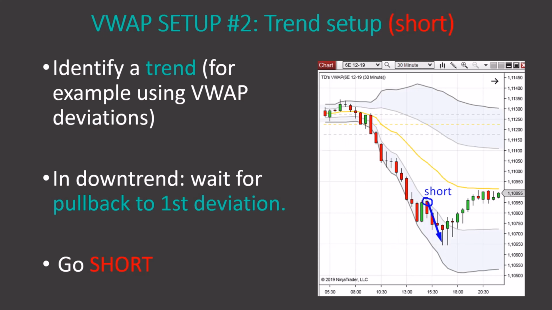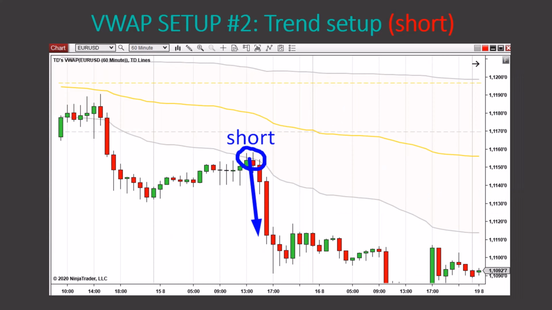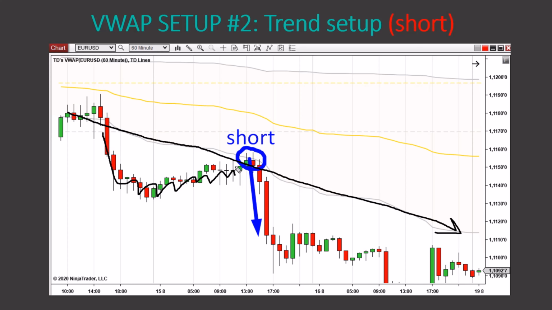All right, that's it. It is as simple as that. Another example of the same thing. First deviation is heading downwards. So there's a trend. It's a pretty clear downtrend. The price is moving below the first deviation. That's what you want to see.